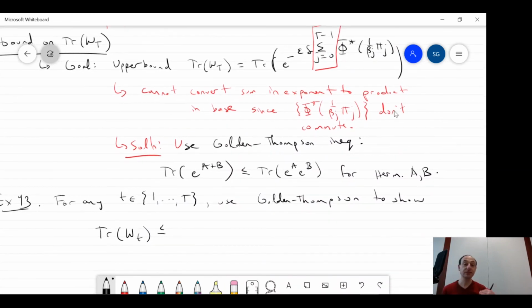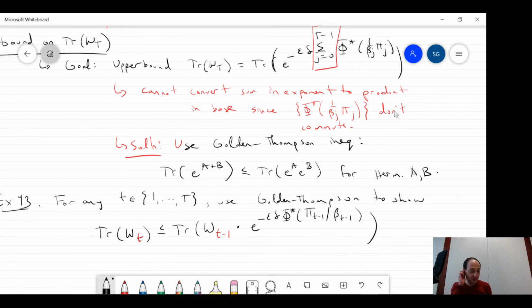I want to do this in an inductive sense, right? So what does that mean? I want to write it as the trace of W_{t-1} now, right? So we're stripping off the last time step, times something I'm removing now for the last time step, and that's going to be e to the minus epsilon delta phi star pi of t minus 1 over beta of t minus 1. Okay? So this is the claim.